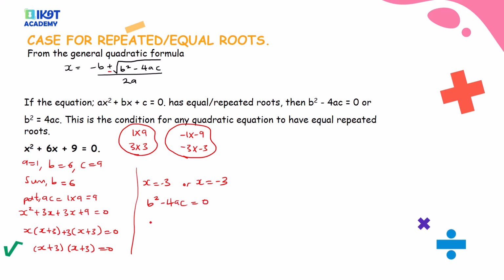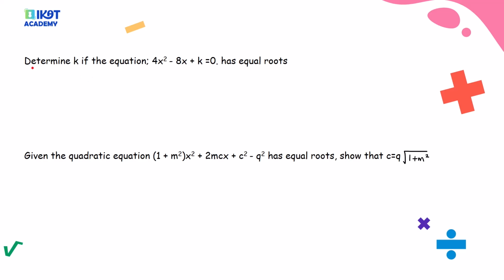But what is our b here? B is 6. 6 squared minus 4 into this into 9. This is 36 minus 36, and the answer is 0. So this satisfies the condition that we had talked about. B squared minus 4ac is equal to 0. So this is a condition that I want us to have in our mind anytime the question says a quadratic equation has equal roots.